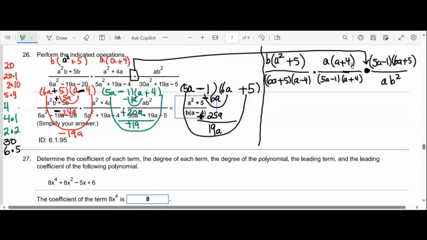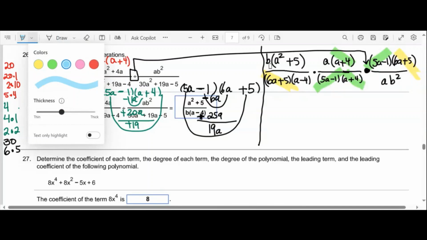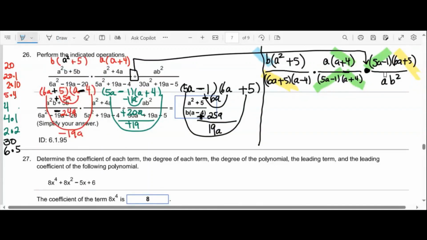Can we cancel a minus 4 with a plus 4? No, a plus 4 with a plus 4. Okay. 6a plus 5 with 6a plus 5. Good. Now we have, is there anything else left? The b with the b, and the a with the a.